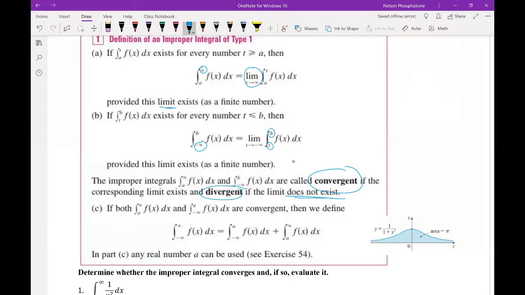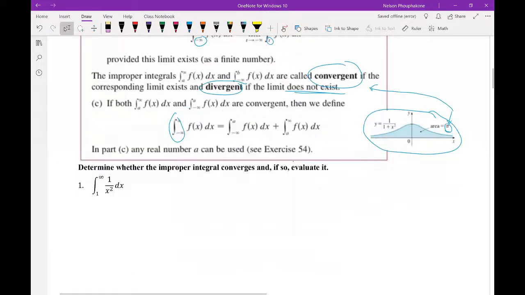Then, if both the integral from a to infinity of f of x dx and from negative infinity to a of f of x dx are convergent, we define the integral from negative infinity to infinity of f of x dx as the integral from negative infinity to a plus the integral from a to infinity. For the function y equals 1 over 1 plus x squared, the total area under the curve from negative infinity to infinity is pi. So this is convergent, because the limit exists and the answer is a number, pi.